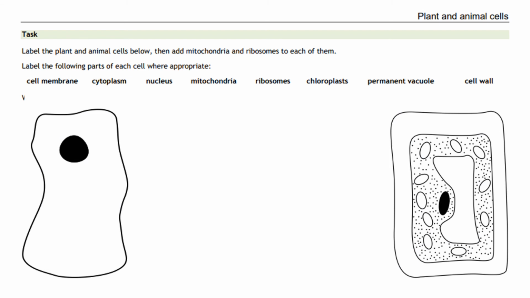I'd like you to take a little bit of time now, 5-10 minutes, having a go at this activity. A good idea is to use your pen and your pencil, draw it out on a bit of paper, label the plant and animal cells below, then add mitochondria and ribosomes to each of them. Label the following parts of each cell where appropriate. So draw it out, label it as best as you can, and then compare it to the diagrams earlier on. Pause the video now and take about 5-10 minutes to have a go at that.